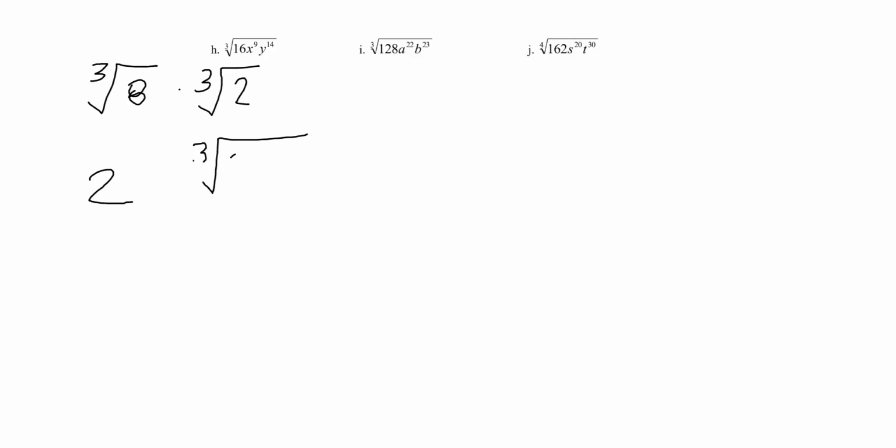Let's erase this. All right, so we're going to do the cubed root of 8 times the cubed root of 2. And the cubed root of 8 is 2. And then I'm going to leave it over here. I'm still going to have my cubed root of 2. Then I have to look at my variables. 3 divides into 9 evenly 3 times, so I'll have x to the 3rd power outside.